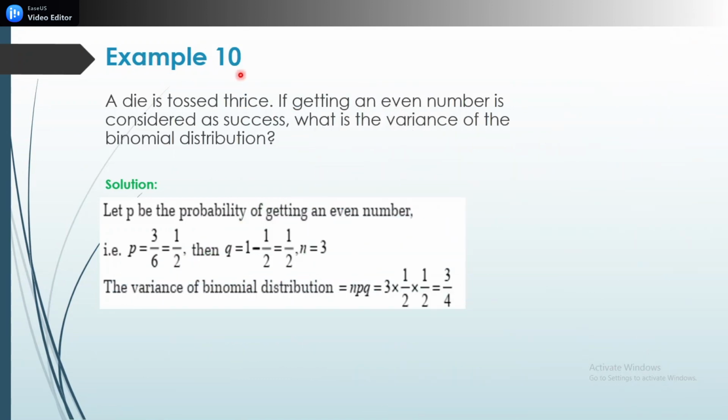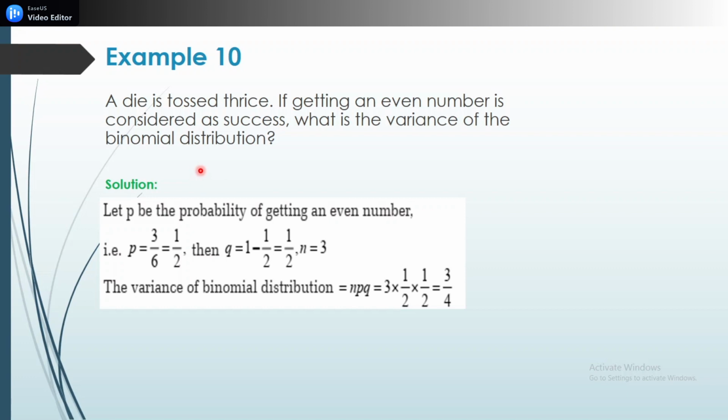Example number 10. A die is tossed thrice. If getting an even number is considered a success, what is the variance of the binomial distribution? You know, to get an even number, a die has 6 sides from 1 to 6. The even numbers are 2, 4, and 6. You know, the probability of getting each value is equal to 1 over 6.